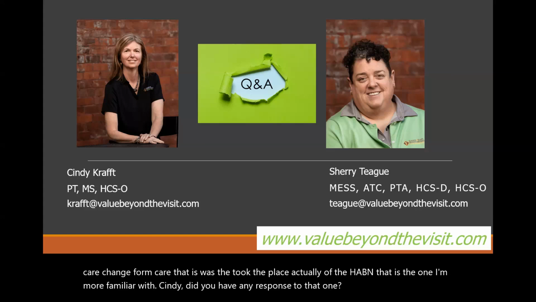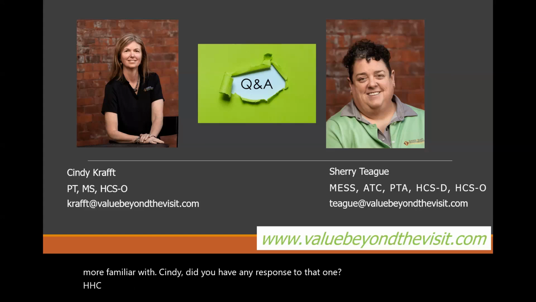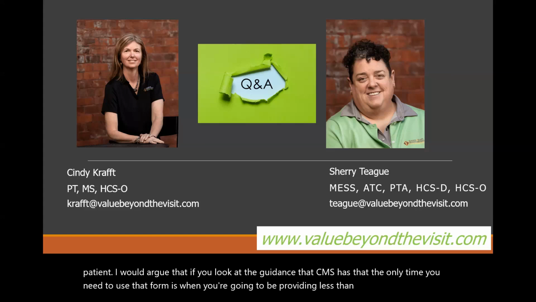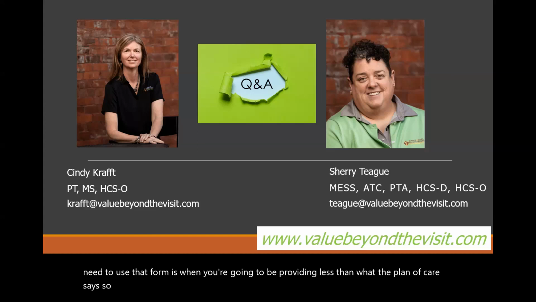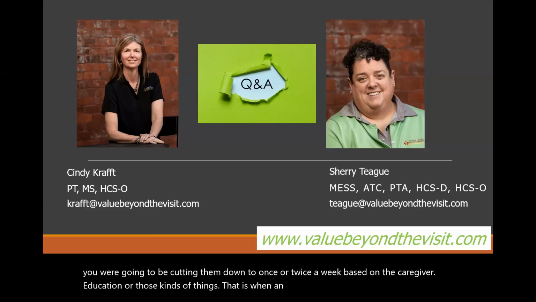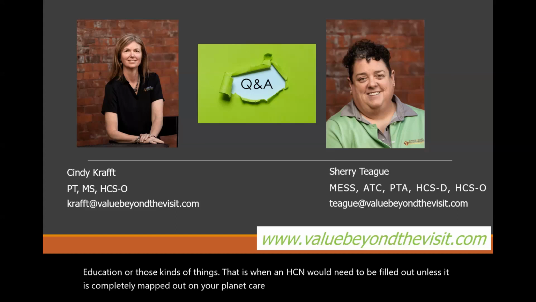The HHCCN is for changes to the plan of care when you're taking something away from the patient. I would argue that if you look at the guidance that CMS has, the only time you need to use that form is when you're going to be providing less than what the plan of care says. For example, if a patient was receiving daily wound care for a couple of weeks and you were going to be cutting them down to once or twice a week based on caregiver education or those kinds of things, that is when an HHCCN would need to be filled out, unless it is completely mapped out on your plan of care when you're going to cut that down.